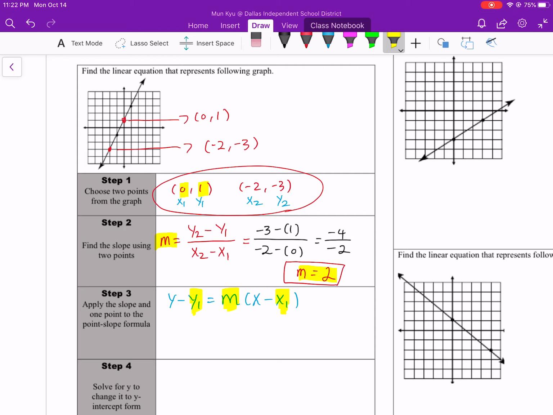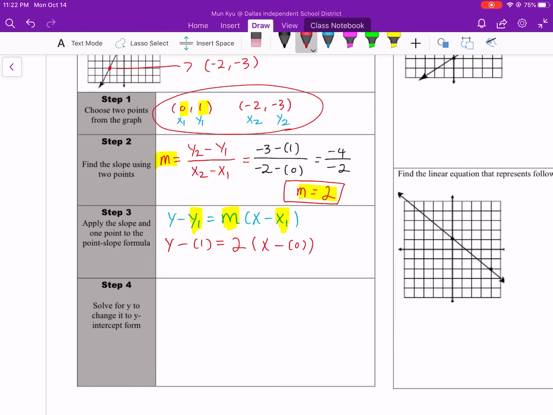Do you see this? So let's plug in the numbers. y minus our y1 in this case is 1 equals our slope in this case is 2 times x minus our x1 in this case is 0. And step 4, the only thing that we have to do is solve for y. So let's simplify. y minus 1 is going to be just y minus 1. Nothing changes. And 2, here we have x minus 0. The only thing I did is I just removed the parentheses here.